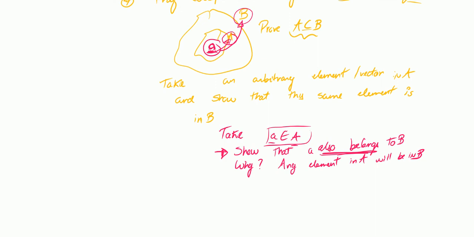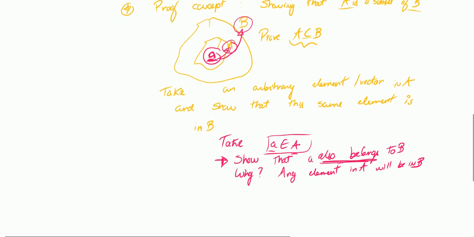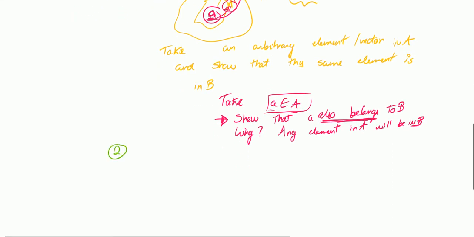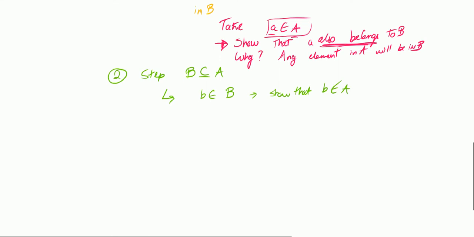Why? Because if you take an arbitrary element in A and you see that it's in B, that means you can say that any element in A is also in B. Now, you might have guessed what the second part of the proof is. The second part of the proof is pretty much the same. It's just you're trying to show that B is a subset of A. And again, you do that by saying you take an element b in B and you show that b belongs to A.